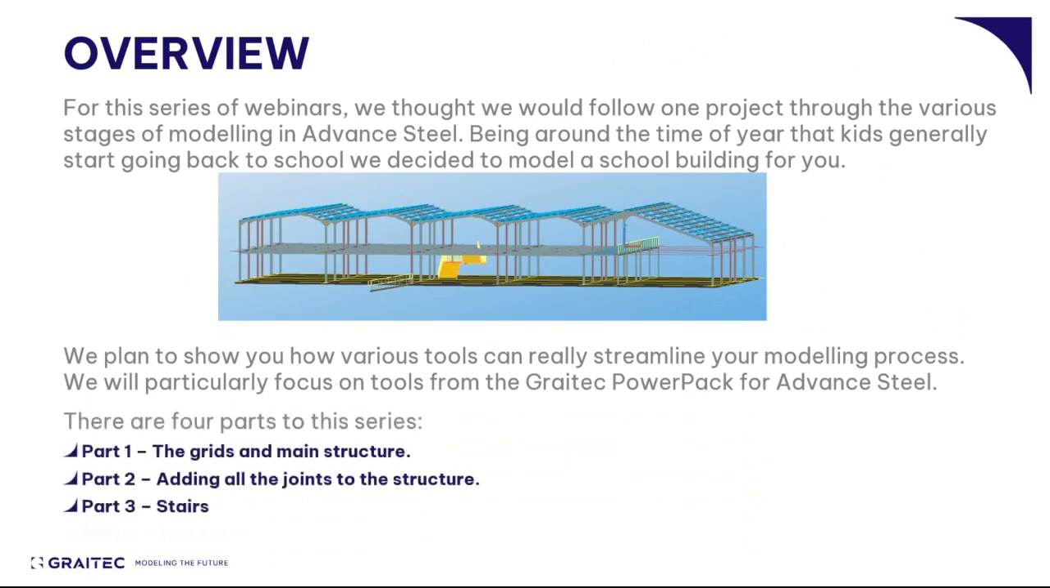There's going to be four parts overall. The first part, this one, is grids and the main structure. Part two will be efficiently adding all the joints to the structure. Part 3, we'll add the staircase you can see in the middle. And part 4, there are three different railings that will be added to that structure to show you different abilities there.